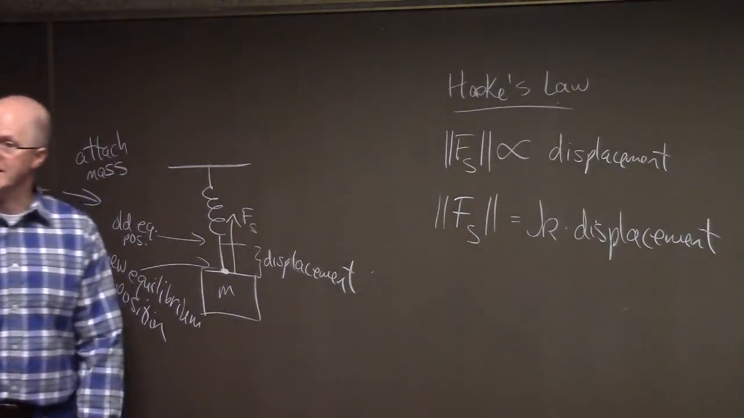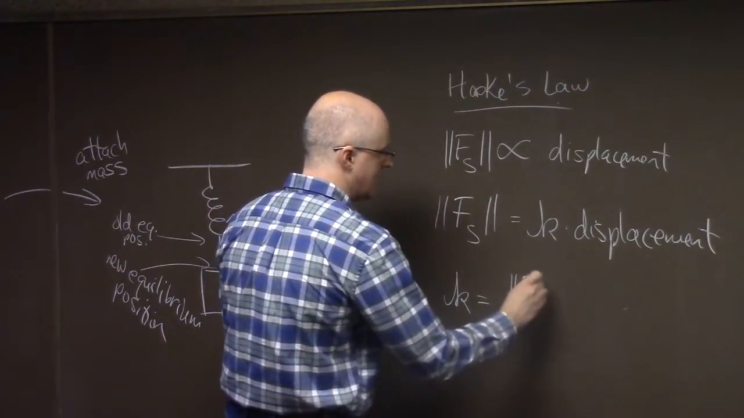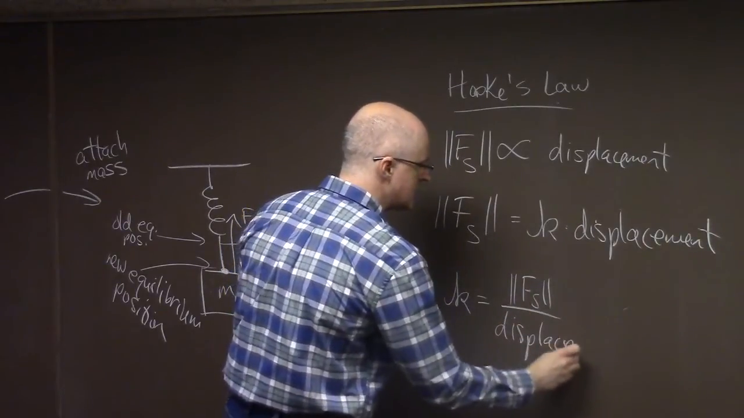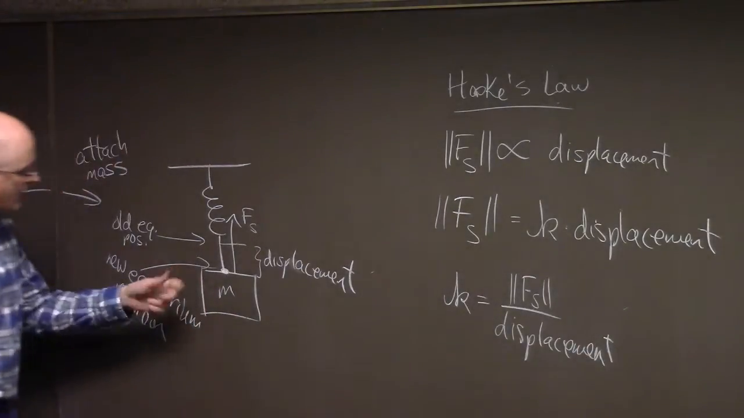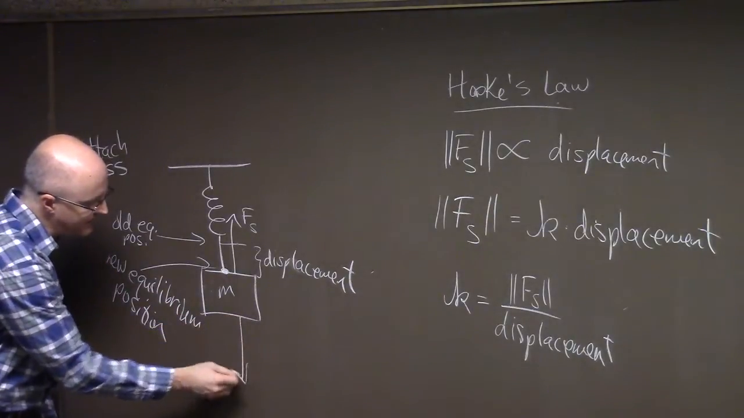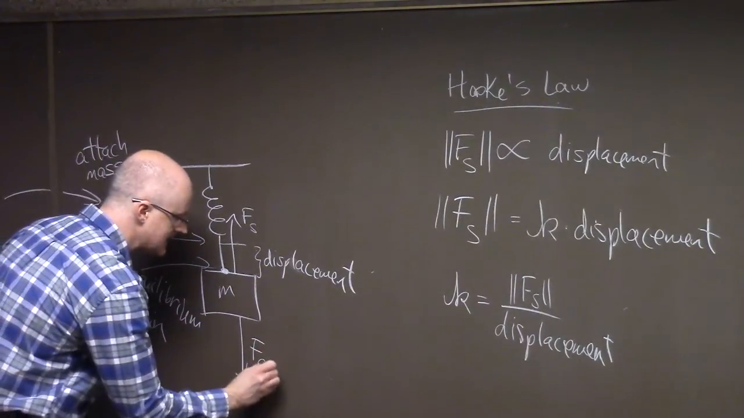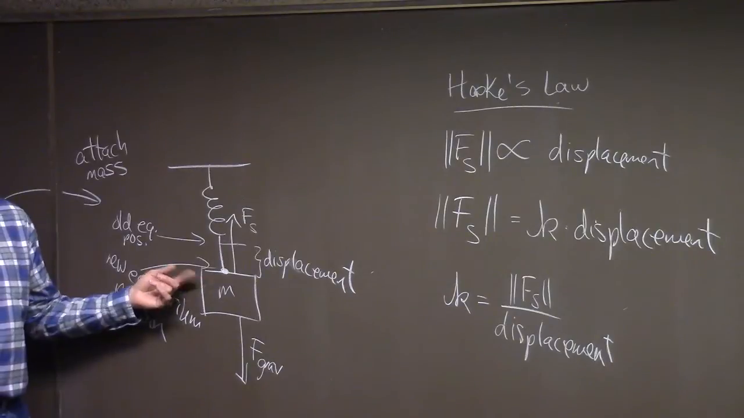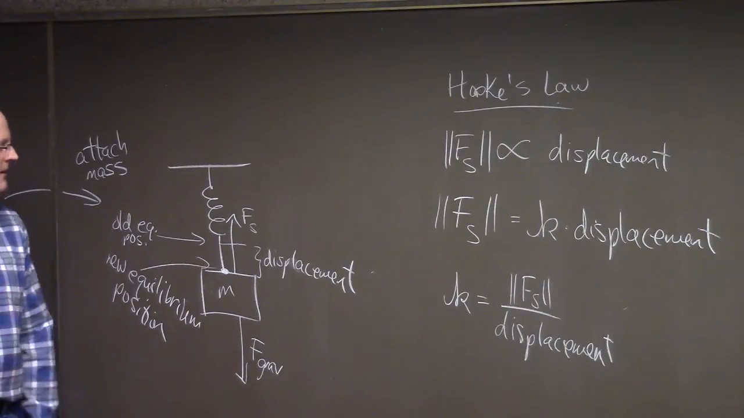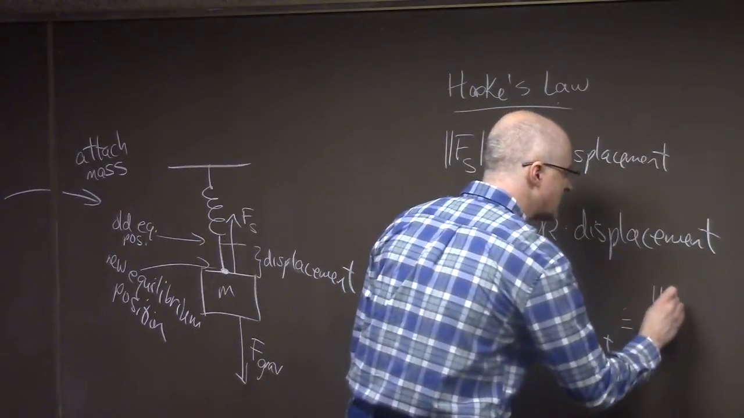There's some constant of proportionality. Therefore, the constant of proportionality is the magnitude of the force divided by the displacement. But the magnitude of the force when the mass has caused the spring to move down is exactly balanced by the force of gravity on this mass, because it's going to be at this new equilibrium. So those forces have to balance out so that it doesn't move unless you actually stretch it some more.